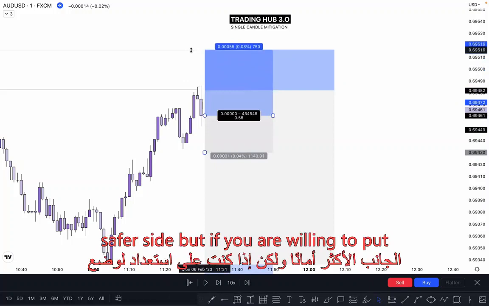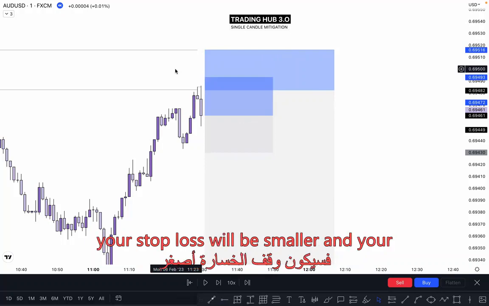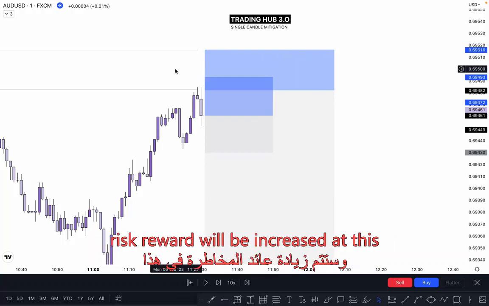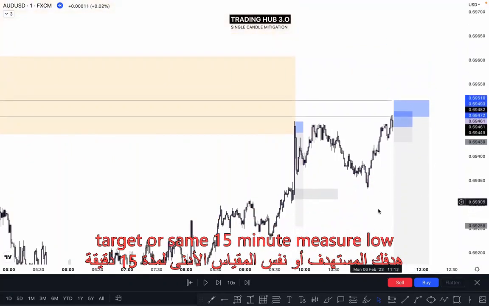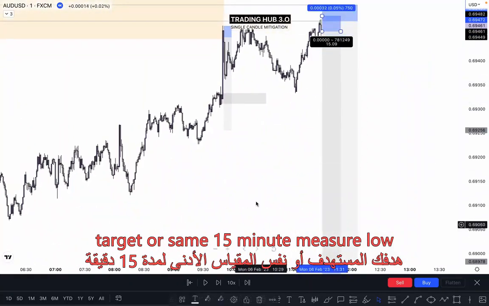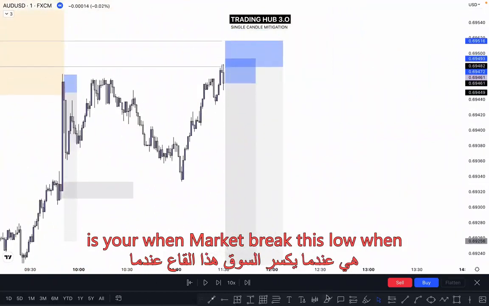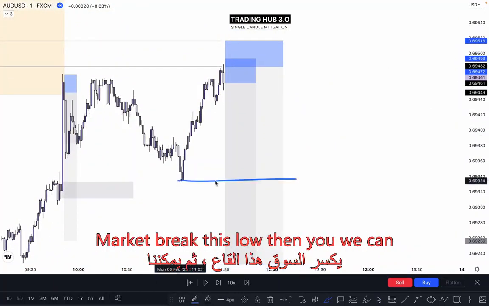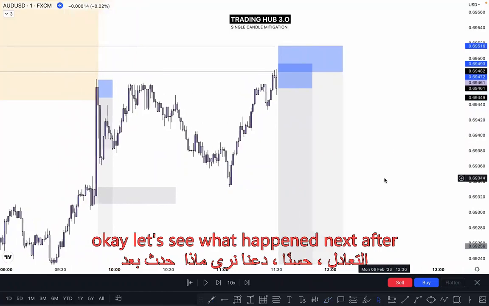But if you are willing to put the stop loss just above it, in this case your stop loss will be smaller and your risk reward will be increased, correct? But where is your target? Target is the same 15-minute major low, which one is here, and break even point is when market breaks this low. When market breaks this low, then we can move your stop loss to break even point. Okay, let's see what happened next after this one.